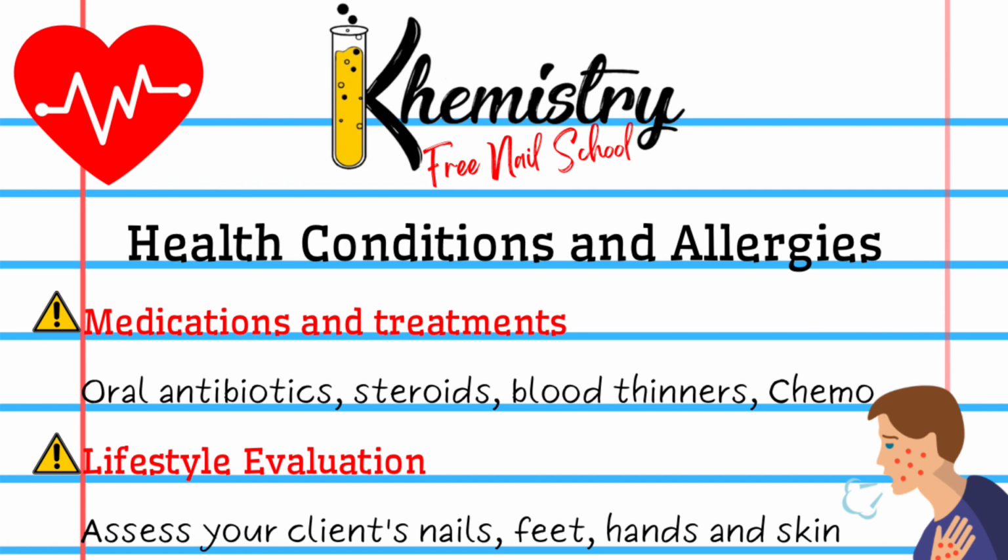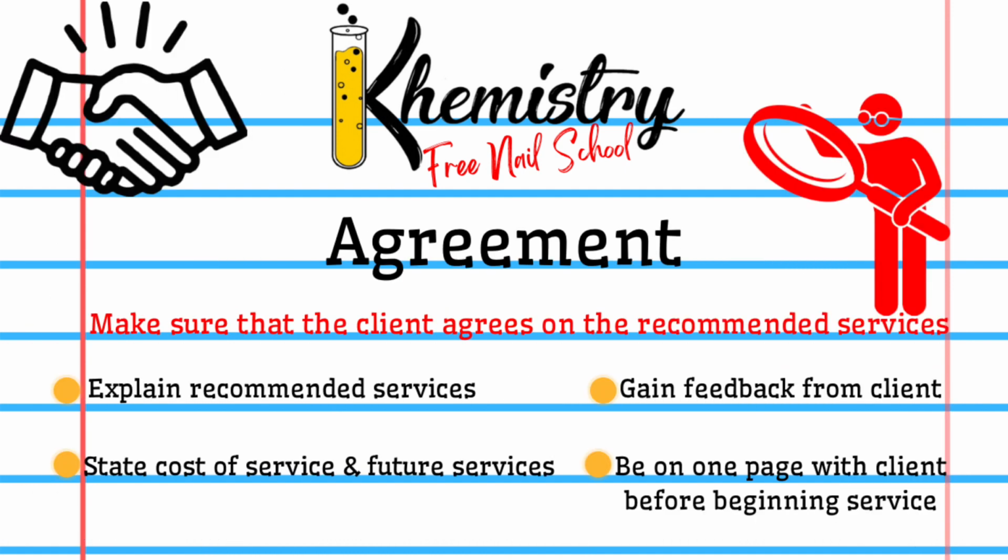It's also important to know what medications and treatments your clients are experiencing, whether they are on oral antibiotics, steroids, blood thinners, if they're going through chemo or radiation. And also, this assessment phase helps you to determine your client's lifestyle. So assess your client's nails, feet, hands, and skin to determine what you can or cannot do for your safety and for theirs. Lastly, let's talk about the agreement phase.